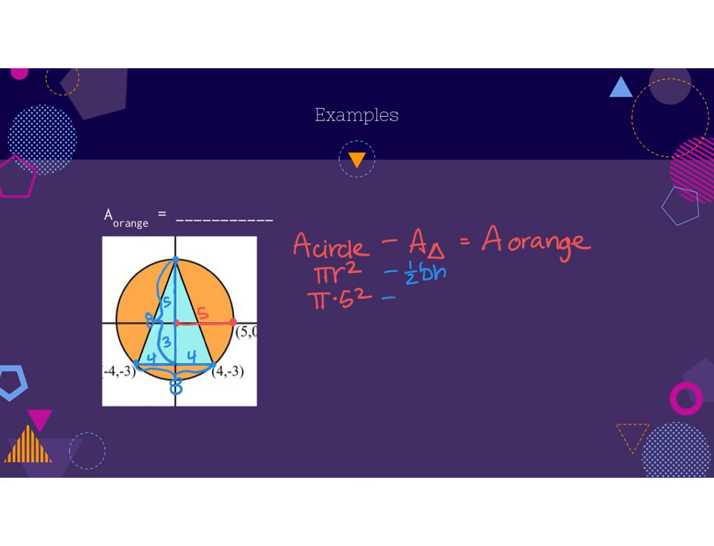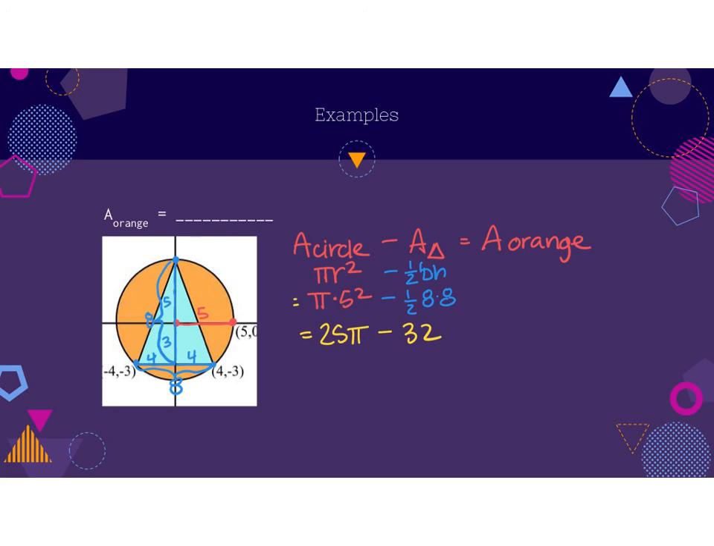I'm going to substitute what I know, 1/2. The base of the triangle we found was 8. The height of the triangle was also 8. Now we're going to just simplify. So 5 squared is 25, pi minus 8 times 8 is 64, divided by 2 is 32.